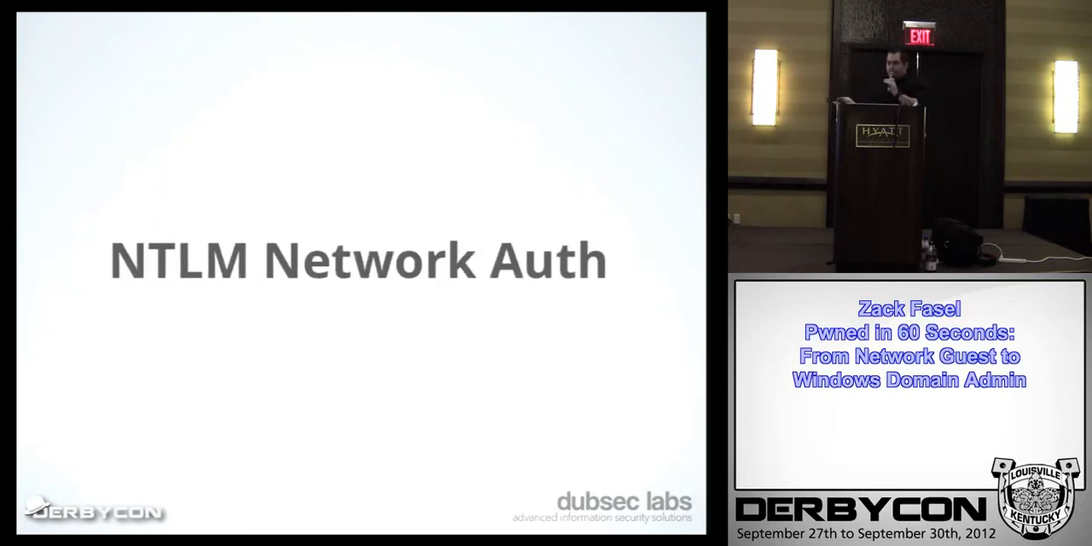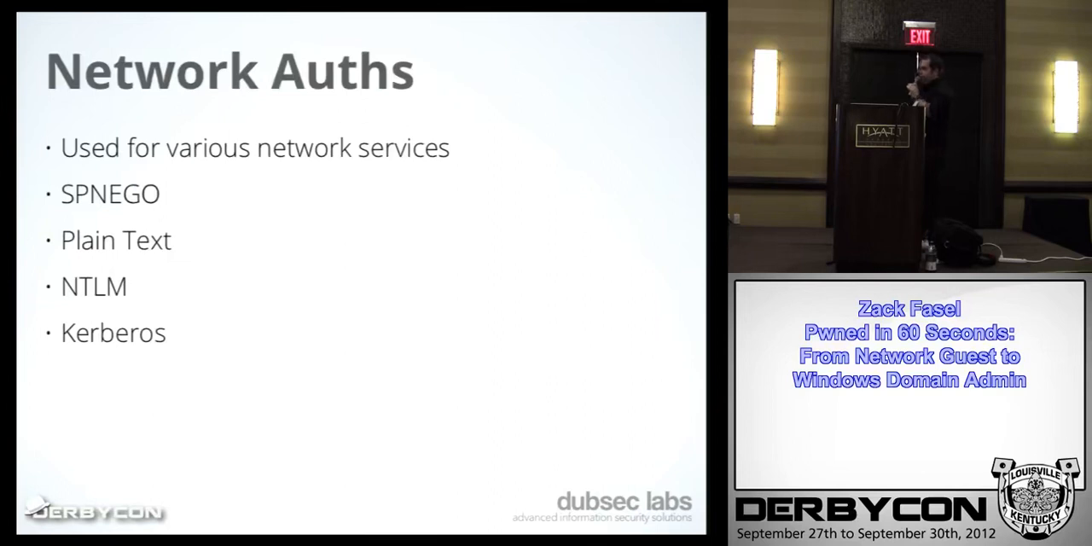Then there's NTLM network auth. Network authentication is used for various services, right? So we've got 3 different ways we can authenticate using network authentication. We've got plain text, NTLM, and Kerberos. There are a few others, but in the Windows world, these are kind of the main 3. And it uses SPNEGO to negotiate what authentication it's going to use.